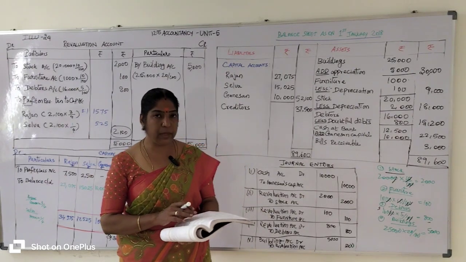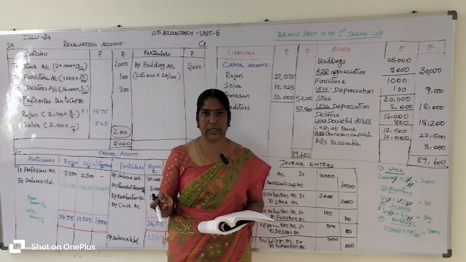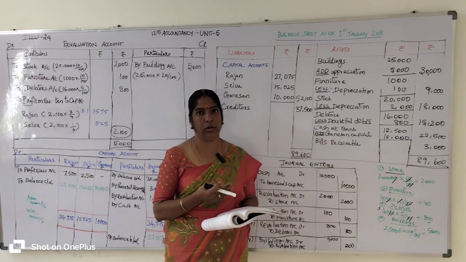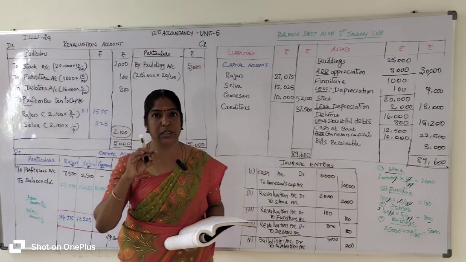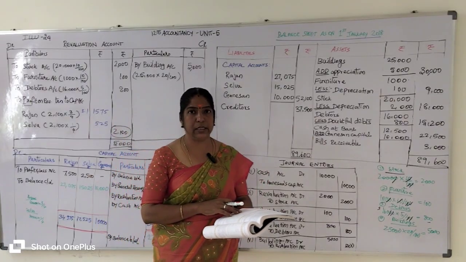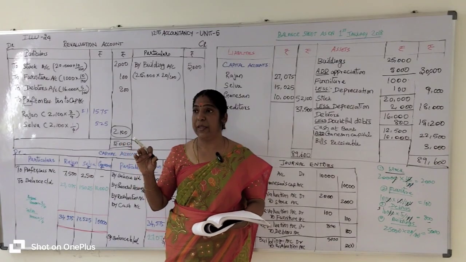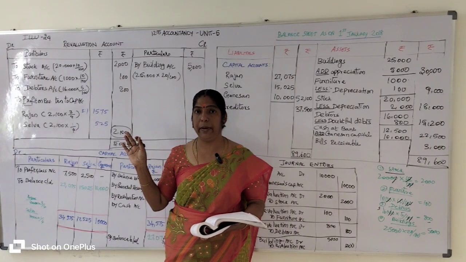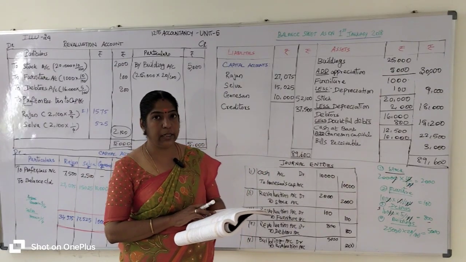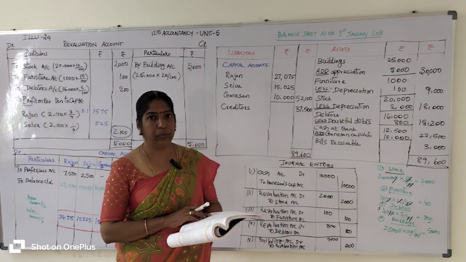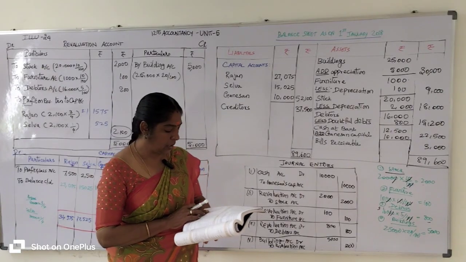So from the given information, we are going to prepare the revaluation account, partners capital account, and the balance sheet. Before we prepare the revaluation account, we need to pass the journal entries from the given adjustments. It is easy to prepare the revaluation account that way, and there cannot be any mistakes. So to avoid mistakes, we need to pass the journal entries from the given adjustments.